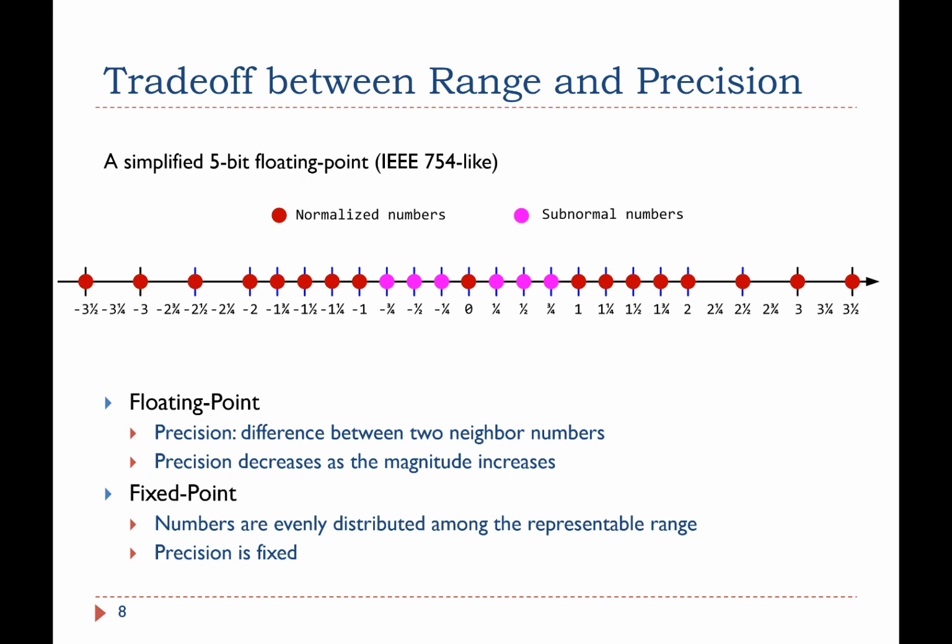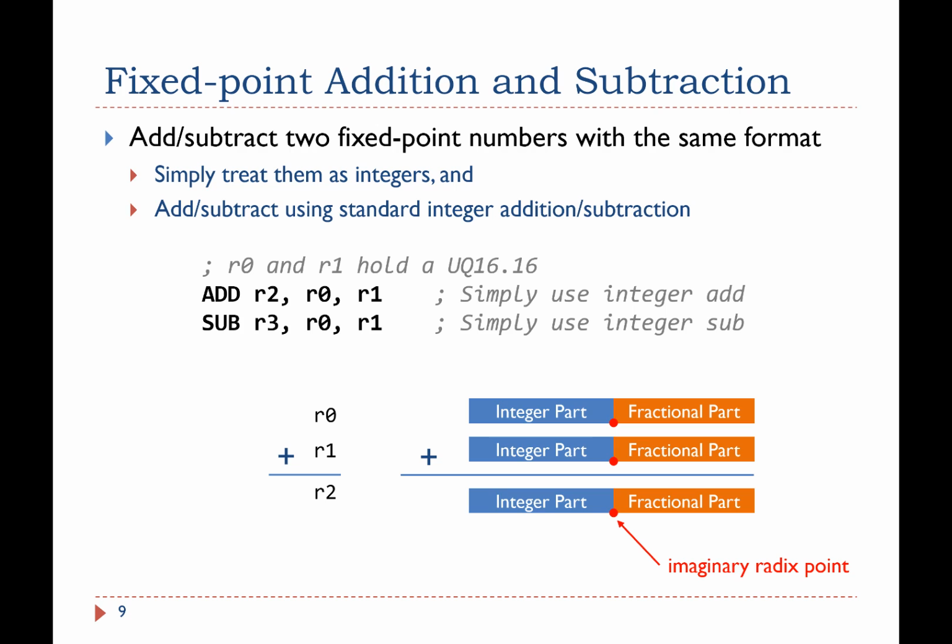The precision is defined as the difference between two neighbor numbers. For floating point, the precision decreases as the magnitude increases. For fixed point, representable numbers are evenly distributed in the representation range. Therefore, its precision is a constant. In general, fixed point provides higher precision compared with floating point with the same number of bits.